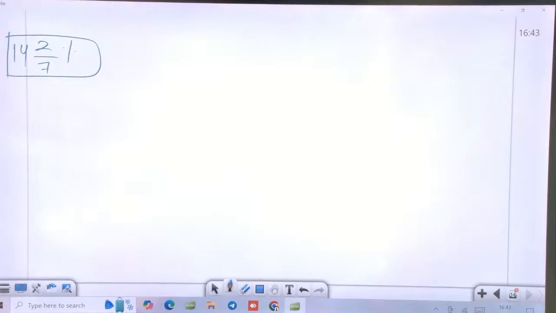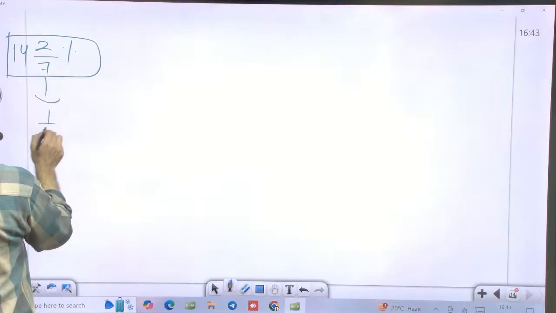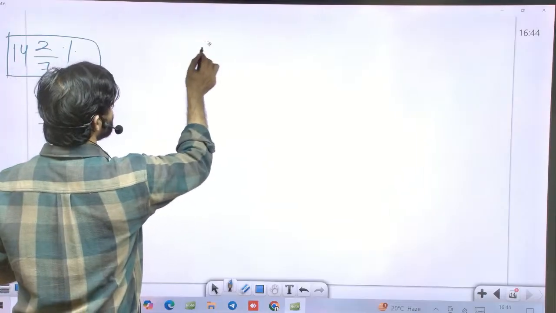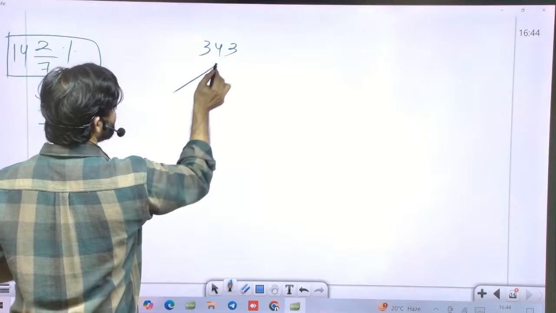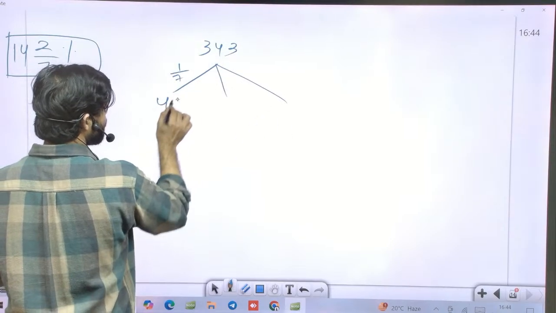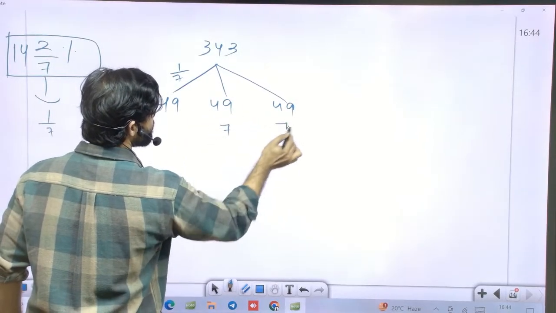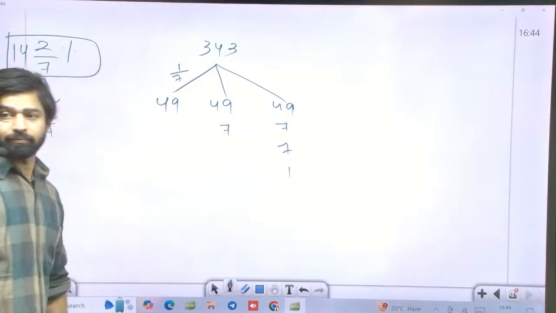Done? Good. So the fraction of it is 1 by 7. So this is 343. 3 years we have. This is 1 by 7. This is 49. 49 and 49. 7, 7, 7 and 1.